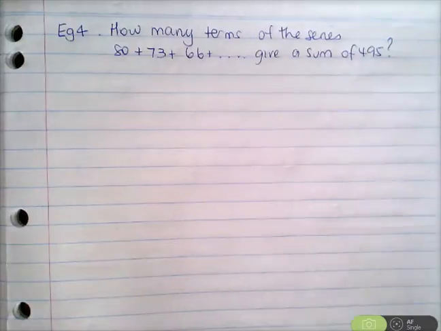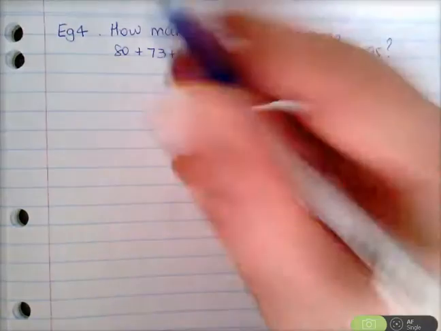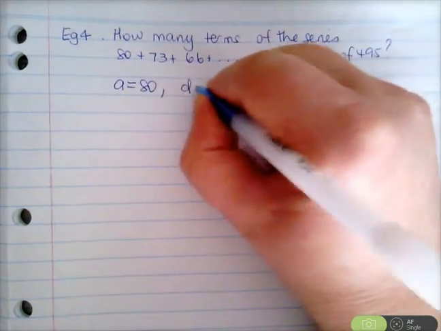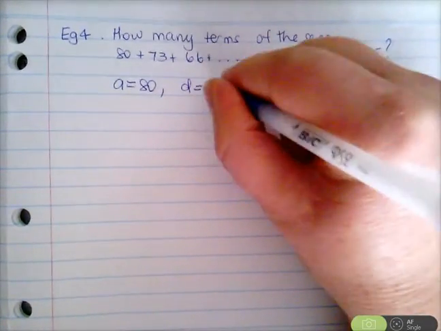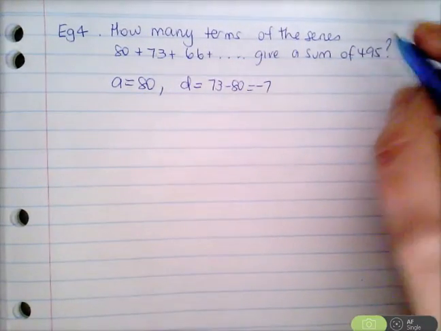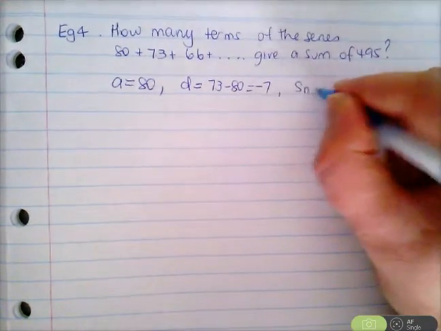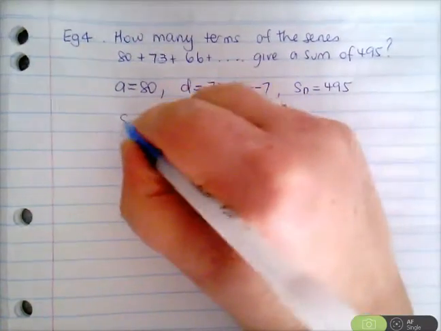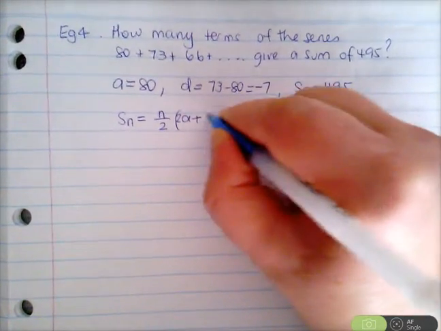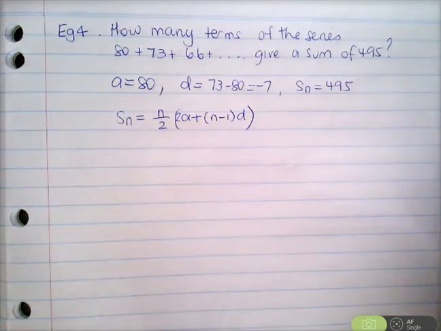Example: how many terms of this series, 80 plus 73 plus 66, give a sum of 495? We have the first term is 80, and we can see that the series is going down, so the common difference will be negative. It'll be 73 minus 80, which is negative 7, because it's going down by 7. We don't know how many terms there are. We don't know what the last term is, but we know that the sum of n terms is 495. So the formula that we can use is Sn equals n on 2, 2a plus n minus 1 times d. We cannot use n on 2, a plus l, because we don't know the last term.